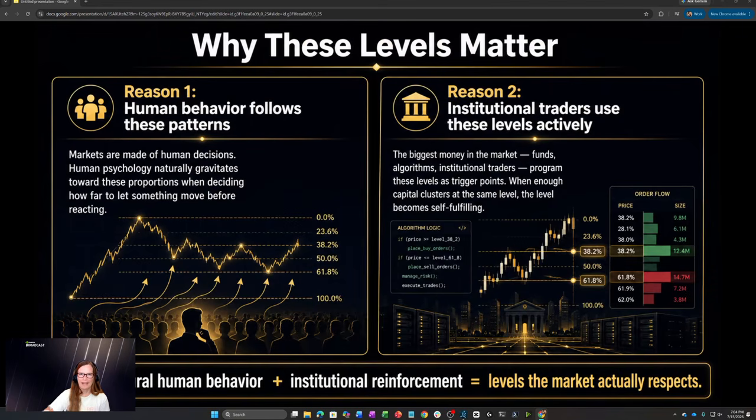Now, why does this matter for trading? Here's the honest answer. It's two reasons. The first reason is human behavior. Markets are made of decisions, buy decisions and sell decisions.